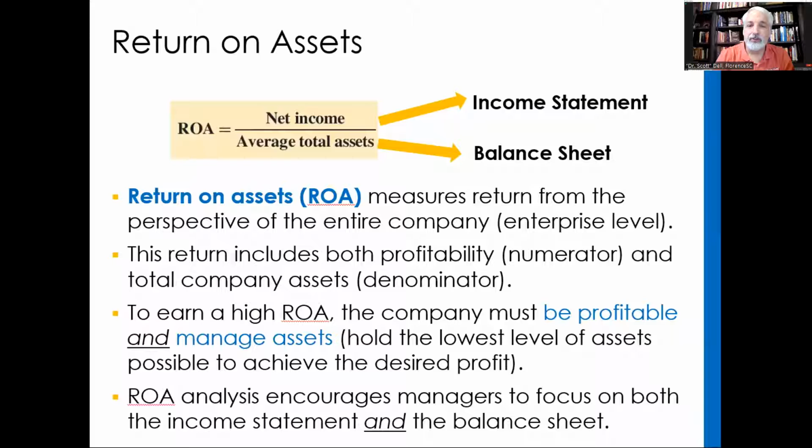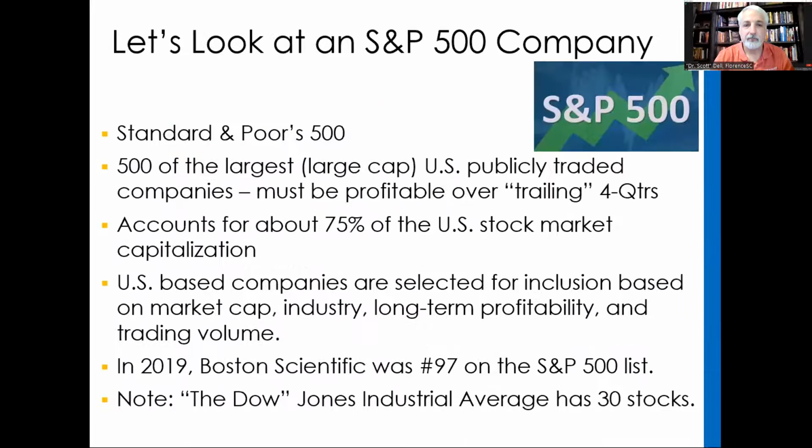So we're seeing that return on assets is, again, enterprise level, entire company, both profitability and assets, numerator, denominator. The company must be profitable and manage assets to get a high return on assets. So that's what we're looking for. We're ultimately looking for those returns. And analysis encourages managers to focus on both the income statement and the balance sheet. You can't just buy a whole bunch of stuff and go forward without balancing it out and saying, well, what's the return on all this stuff? If I bought all this stuff, what would I make, versus if I just invested and then borrowed somebody else's money, what would I make?